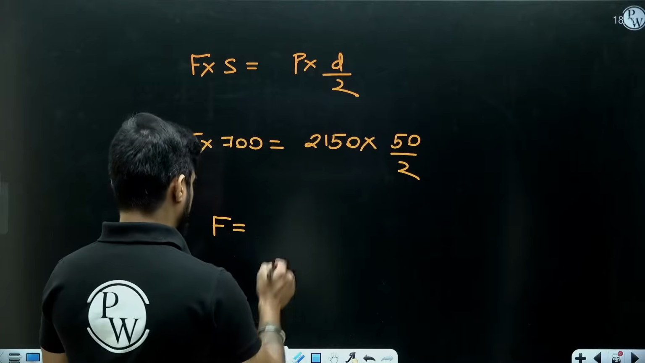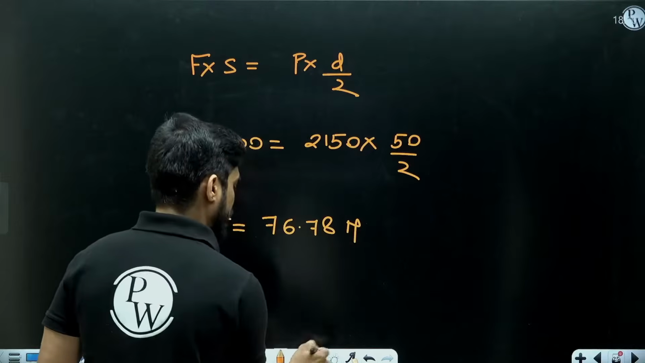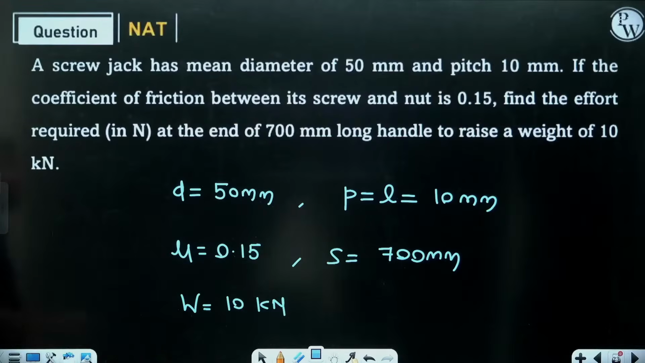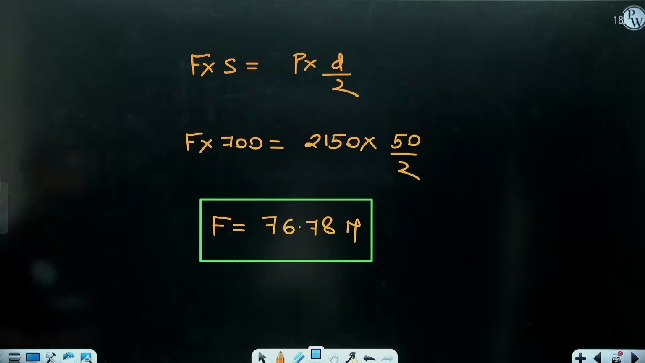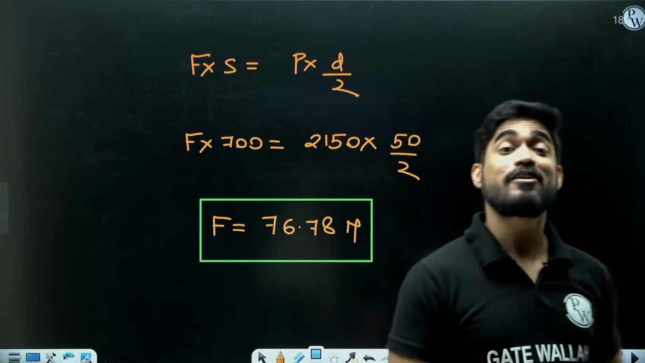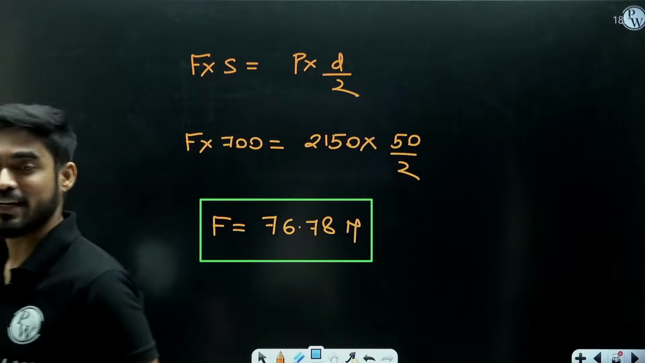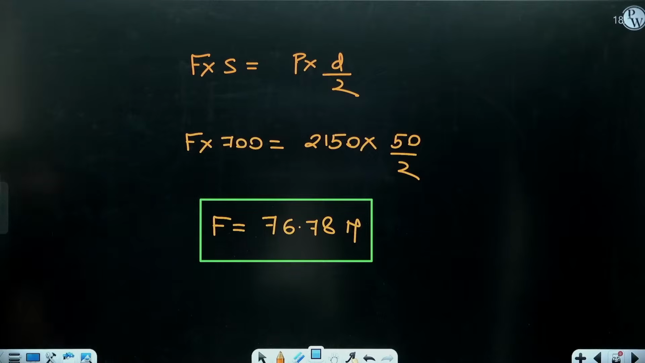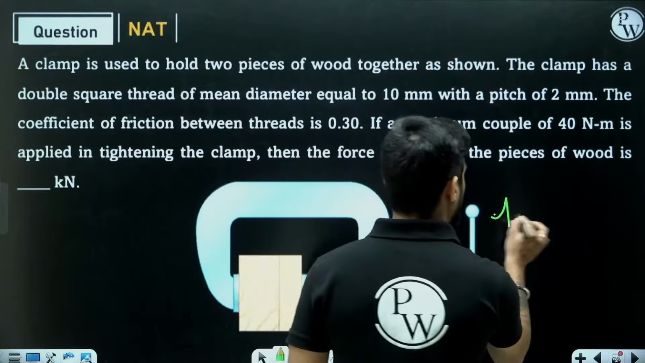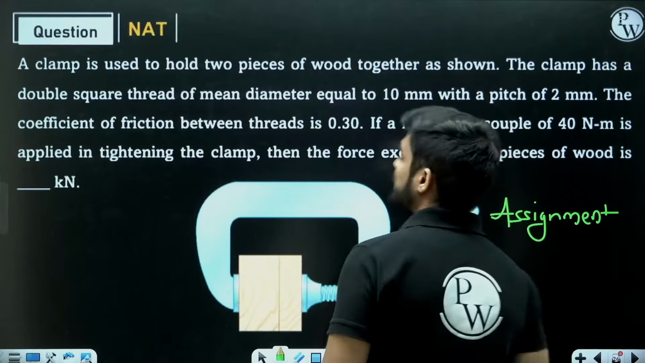You are getting 76.78 Newton. So you can see that in order to lift a weight of 10 kilonewton, you are applying only force of 76.78 Newton. So by this much amount, your effort is required. So you can understand how efficient the screw jack is in lifting weights, right? Now this is your assignment and I expect you to solve this. In tomorrow's class, I will give you the answer.